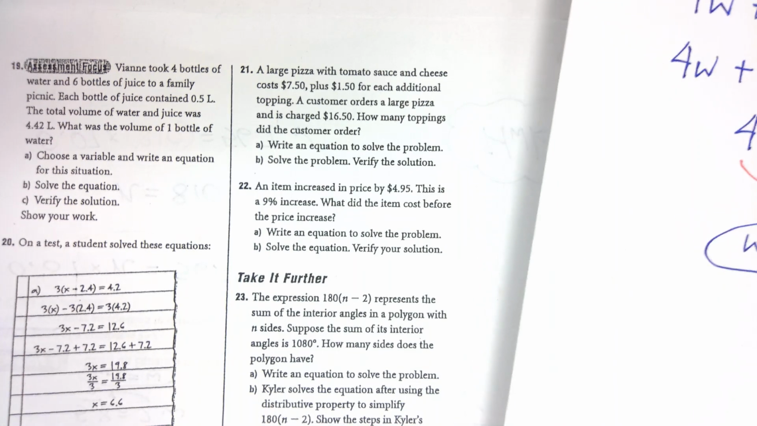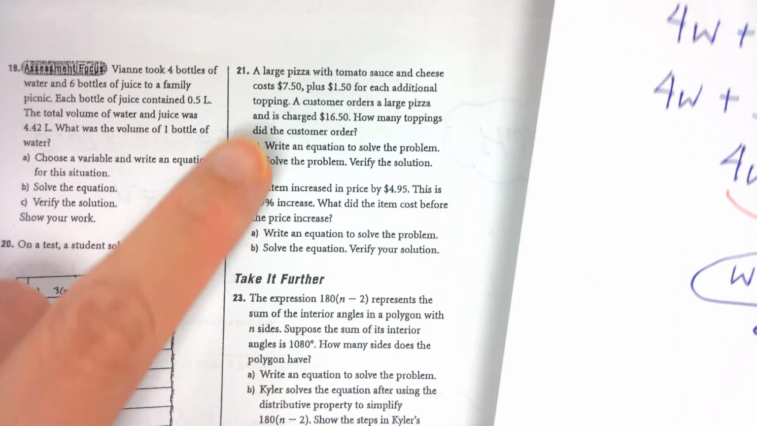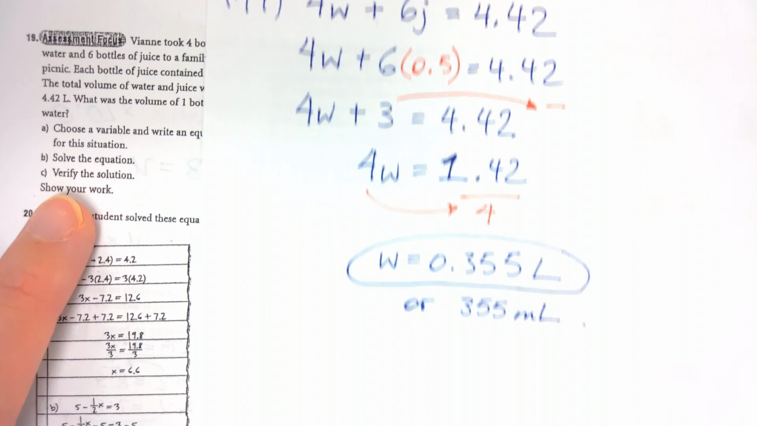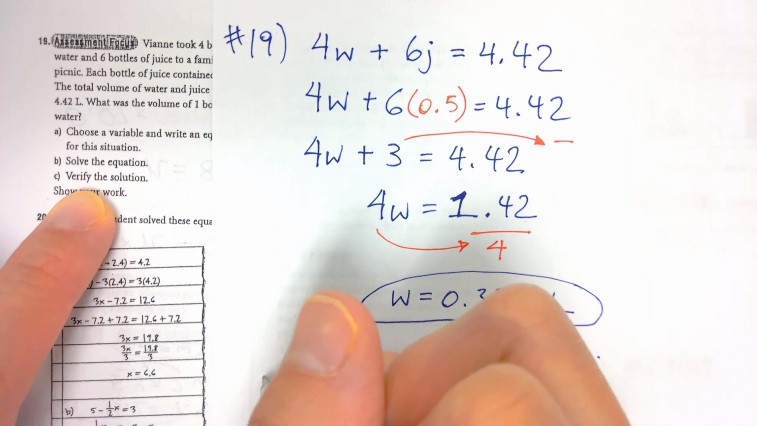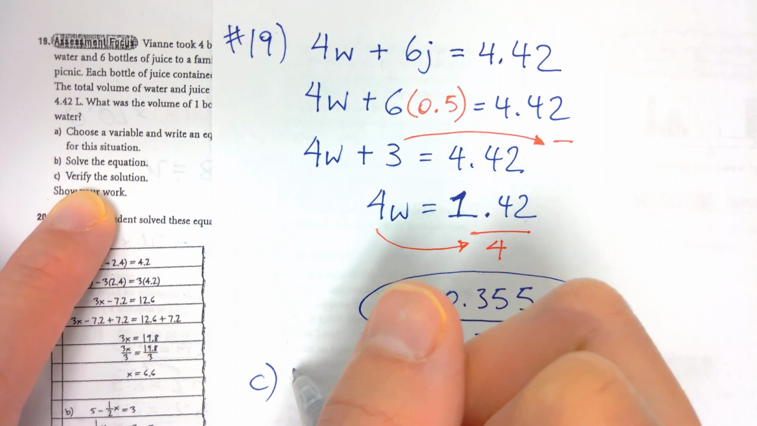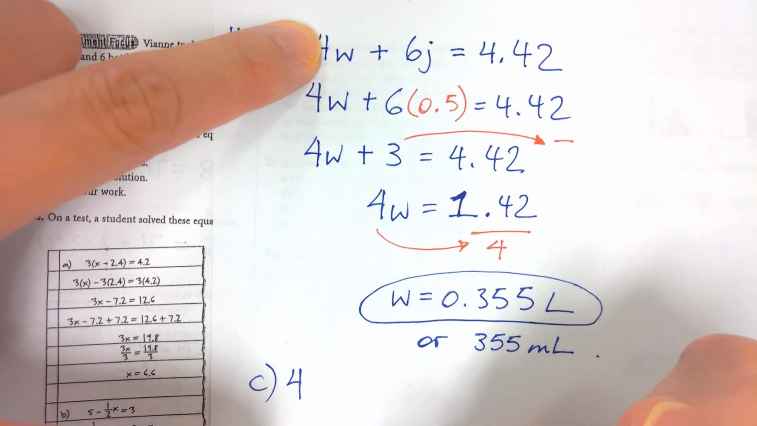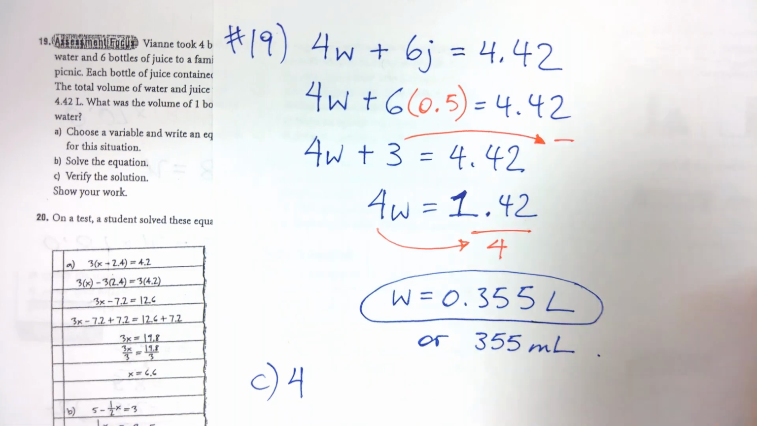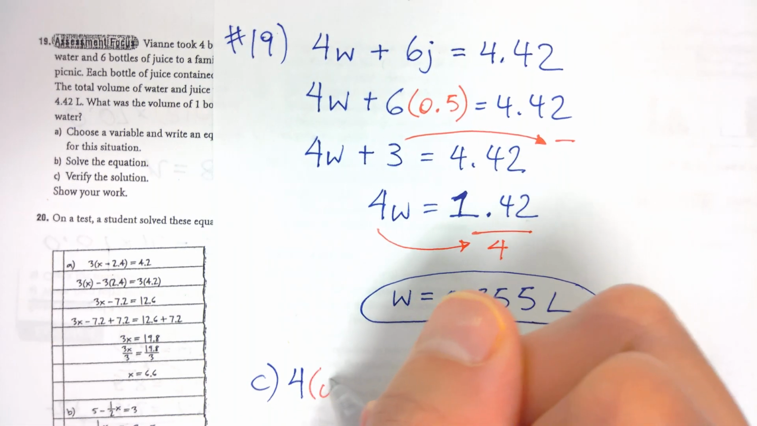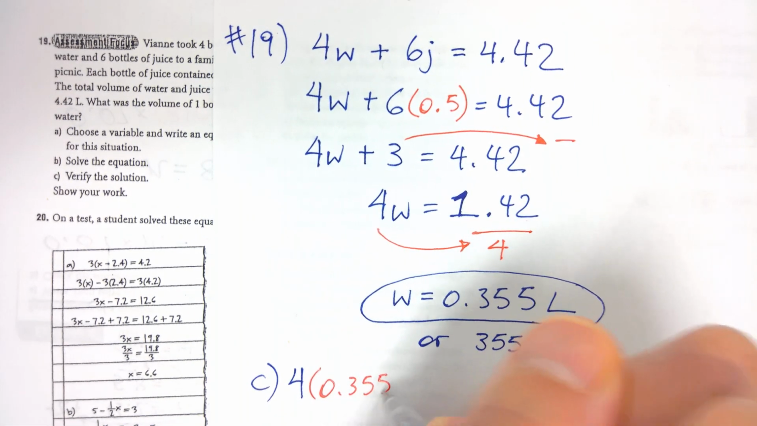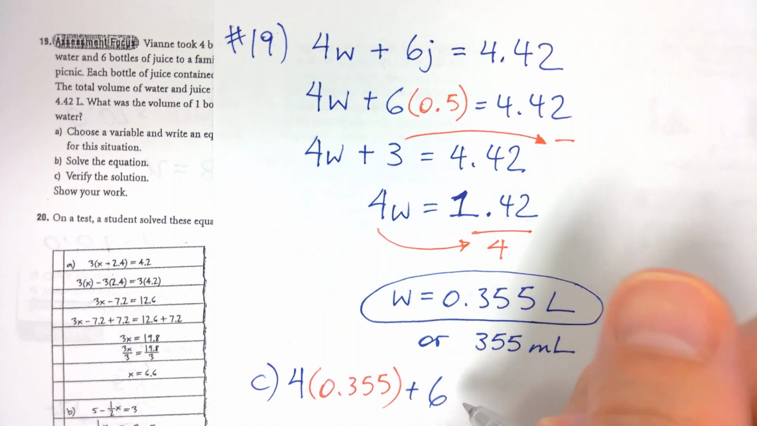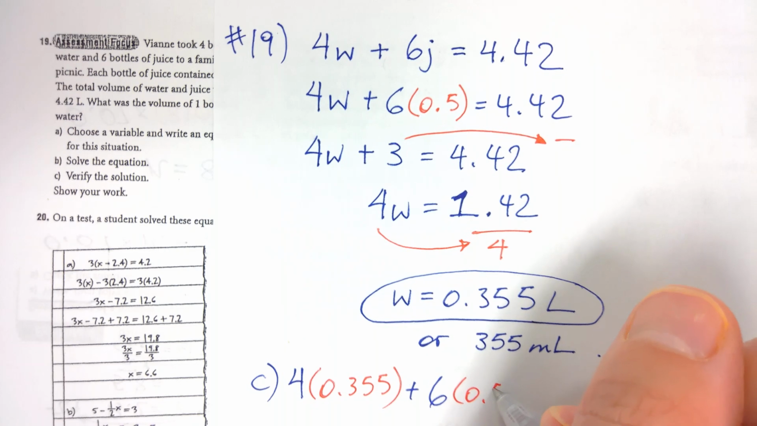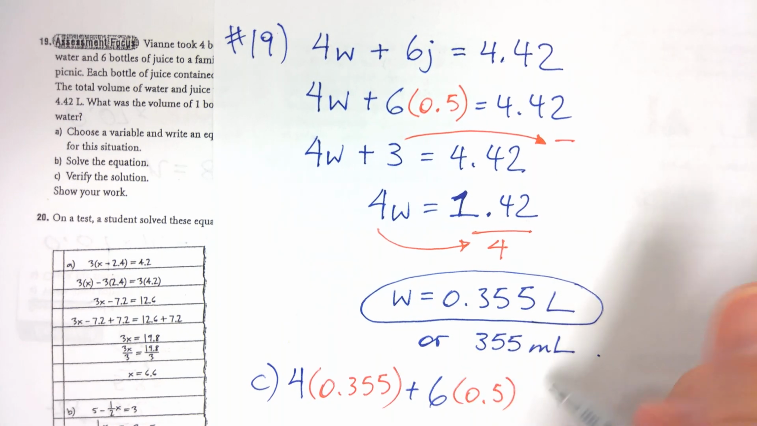Okay, last one. Oh, actually, sorry. For this right here, C, it says verify your answer. So for part C, if I were to verify it, I would have to put this back into my original equation. So 4 times 0.355 plus 6 times 0.5. And when I work this out, what should I get?